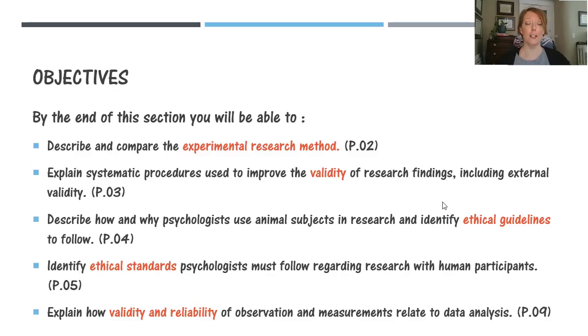What we're going to be covering in today's lesson is the experimental research method and all about how to improve the validity of research findings while we're doing experimental research. It's a little bit different than what we've talked about in previous videos. And we're going to wrap up this unit with ethical guidelines, both for human studies and studies including animals.